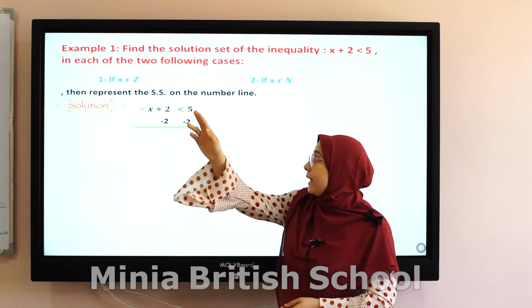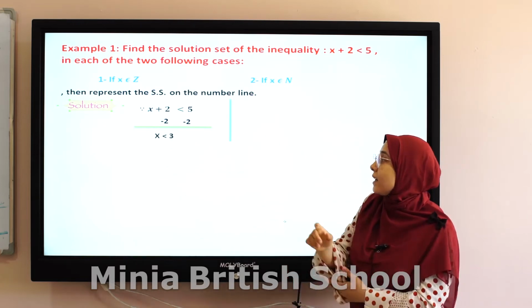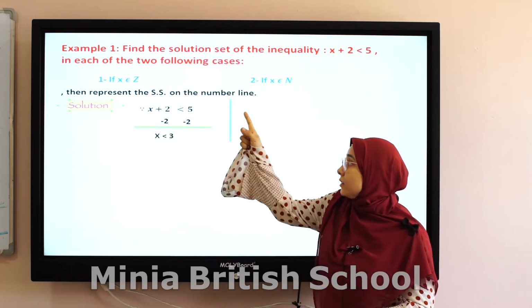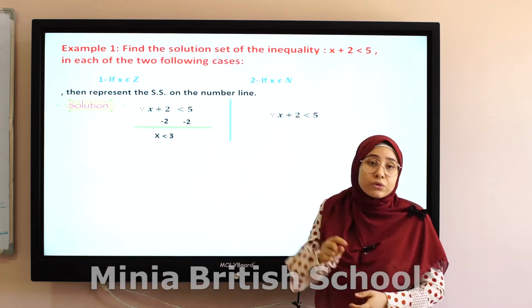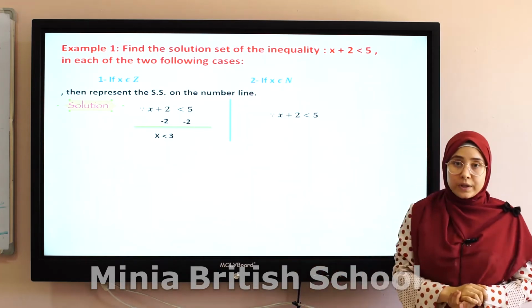So x plus 2, minus 2 equals what? Equals x. And x minus 2 equals 3. So x is less than 3.